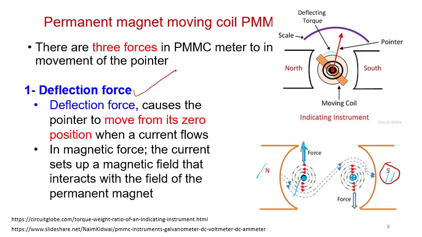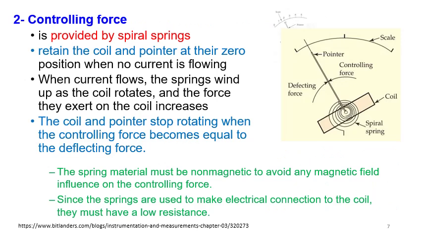This is going to result in force from this side and force from this side, which means this coil is going to rotate. This is the idea. So the rotation is going to be the rotation of this coil. This is the coil. When it rotates, the pointer is attached to it, so the pointer will rotate as well to cause what is known to us as a deflection. So this is called deflection force, the force generated due to the two magnetic fields.